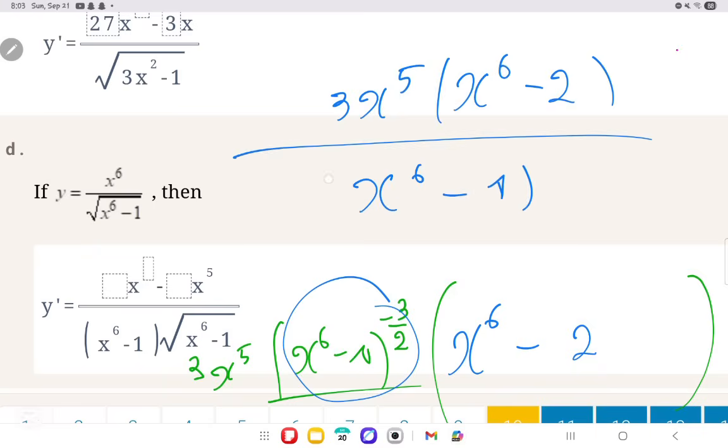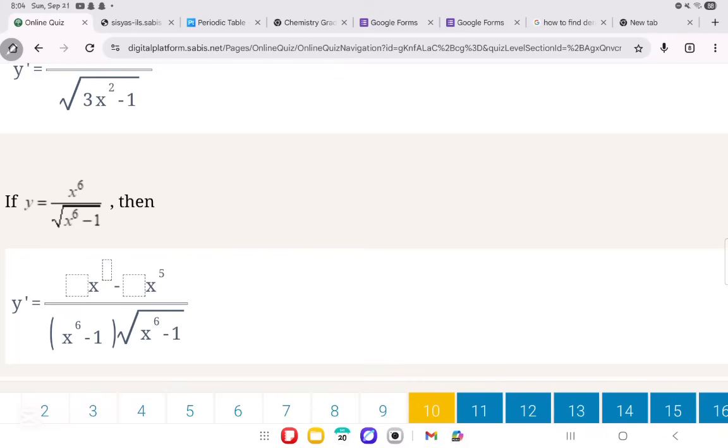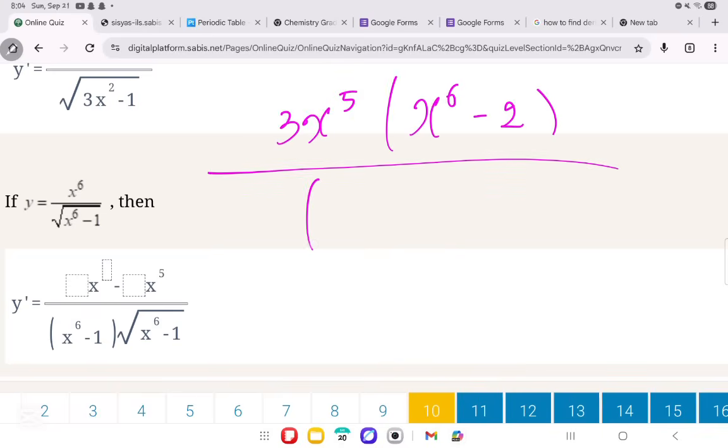of 3 over 2. Sorry guys, I was in the middle of solving and it kicked me out of the SDP quiz. So let me write where we were. We were at 3x to the power of 5 times x to the power of 6 minus 2 over x to the power of 6 minus 1 to the power of 3 over 2, which you can write as the root of this to the power of 3.